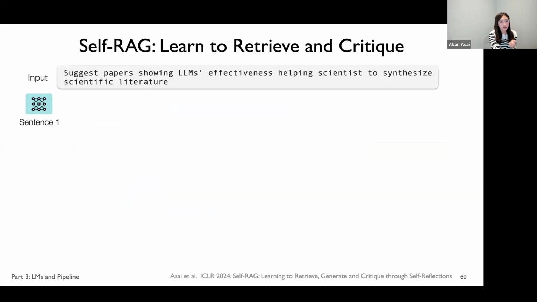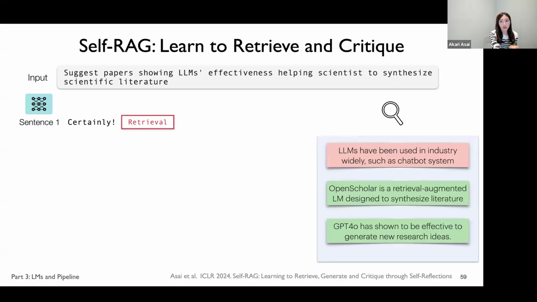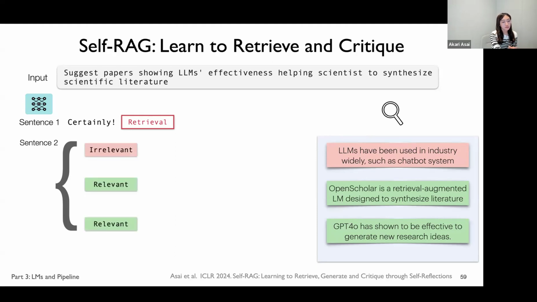Here's one example. Given the query, the model first generates a retrieve token, and then the retrieval system returns a set of documents. Instead of concatenating all of the documents and generating based on this concatenated document, we process and generate responses based on each document in parallel. The model first generates continuations given those documents.